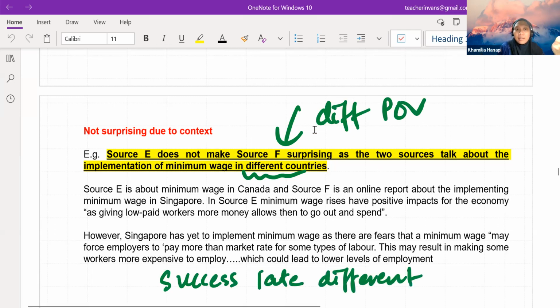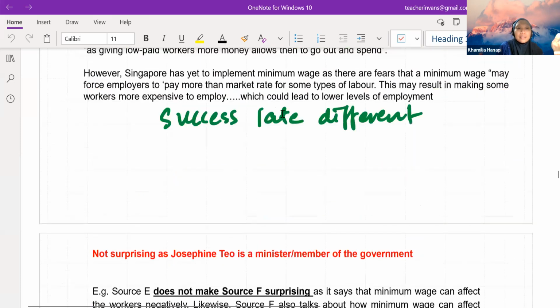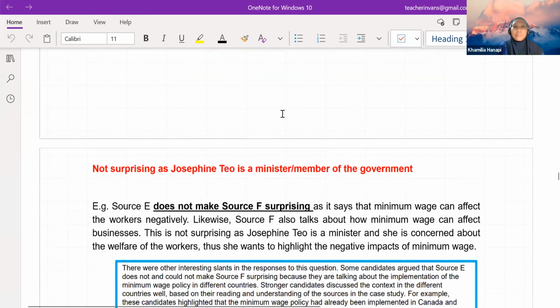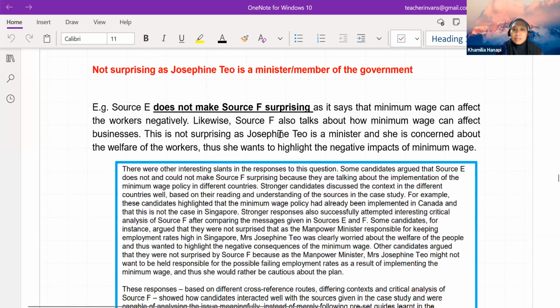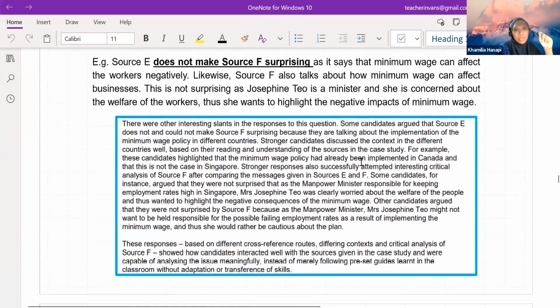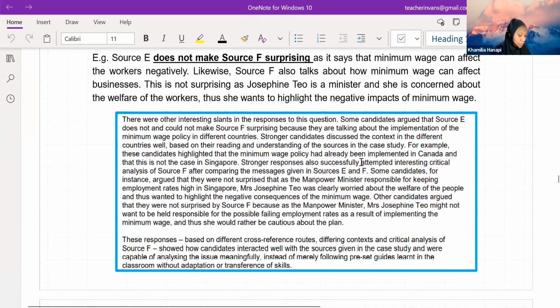Okay, agree? And then you look at this. Source E does not make source F surprising because it is the minister. She is in charge of manpower, and when she's in charge of manpower, she wants to highlight the negative impact of the minimum wage. Okay.